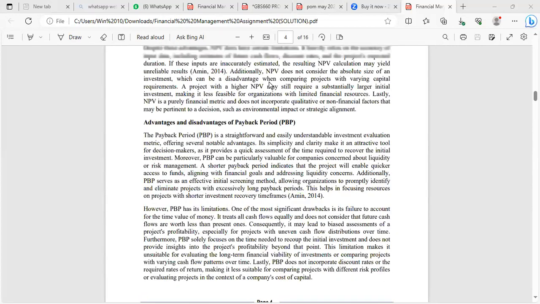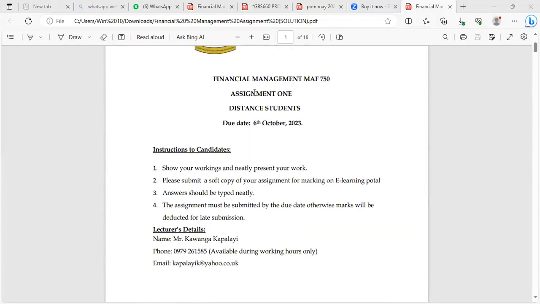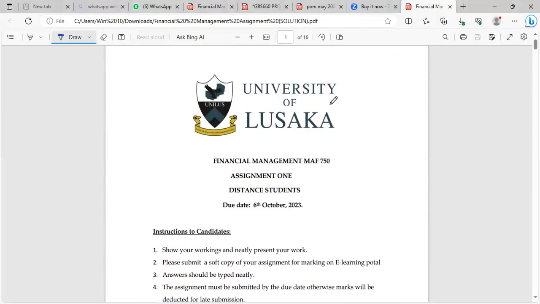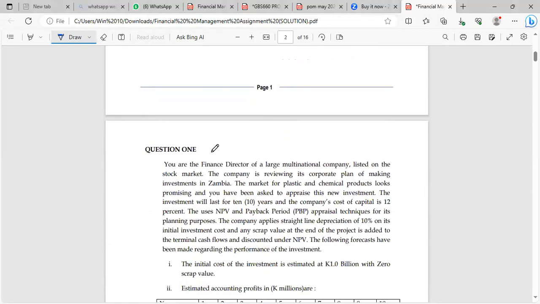We are looking at the assignment review on financial management. The assignment that is due today. Okay. And then the first question was on the capital budgeting or investment appraisal technique.